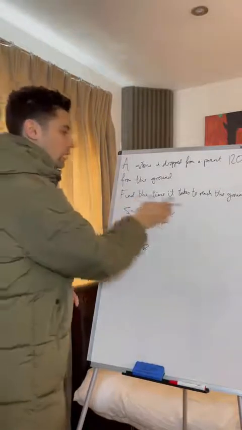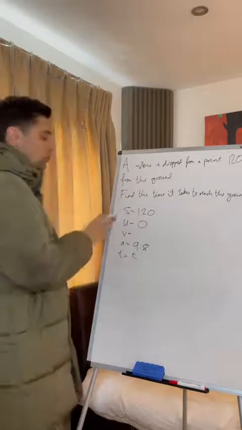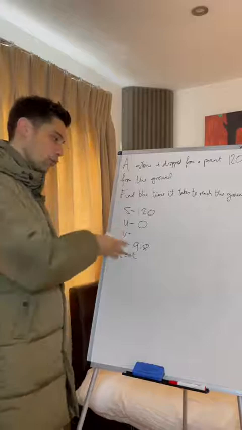So then it's asking for time. Find the time it takes to reach the ground. This is what we're looking for. Time equals t for now. So once we've got 3 things, and we always need 3 things to be able to do Suvat, find 3 things and you can work out the 4th and 5th.